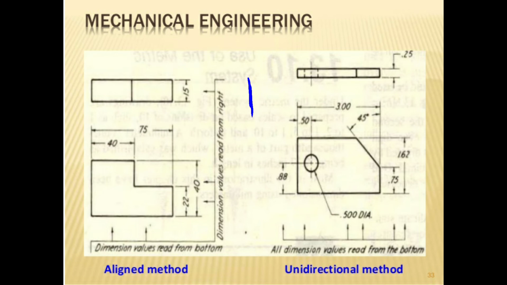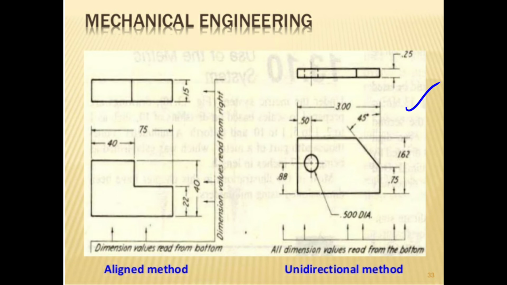Now what is unidirectional? Unidirectional is also called, in Hindi, ek dishay paddhati. Unidirectional method means the direction of dimensioning is all in the same order or in one direction, so that it can be easily drawn and easily read by seeing one dimension.